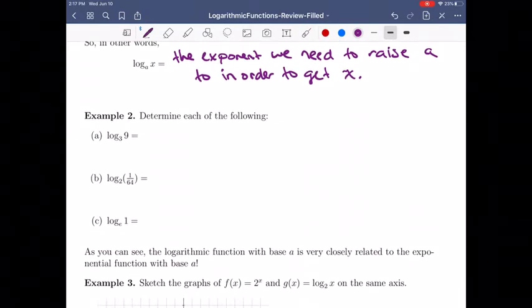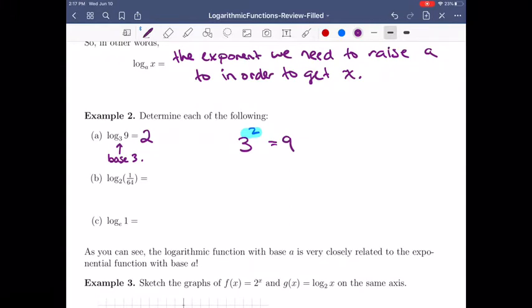So log base 3 of 9. I want to say, okay, 3 to what power equals 9? Well, I know that 3 squared equals 9. So that means that this log is equal to 2. Okay, so the base is 3, and we know 3 squared equals 9.